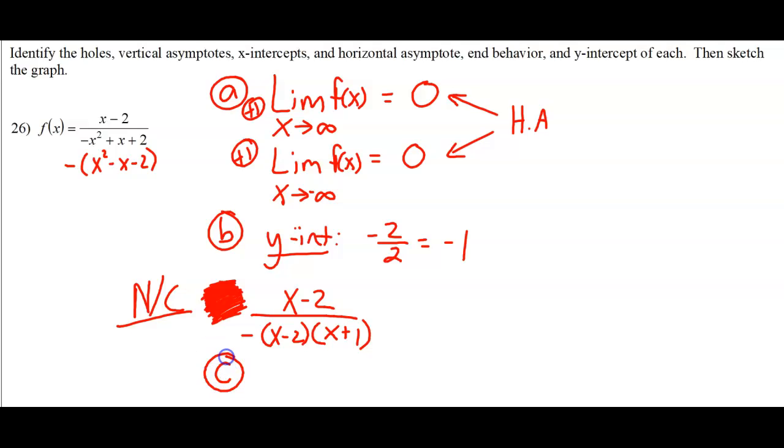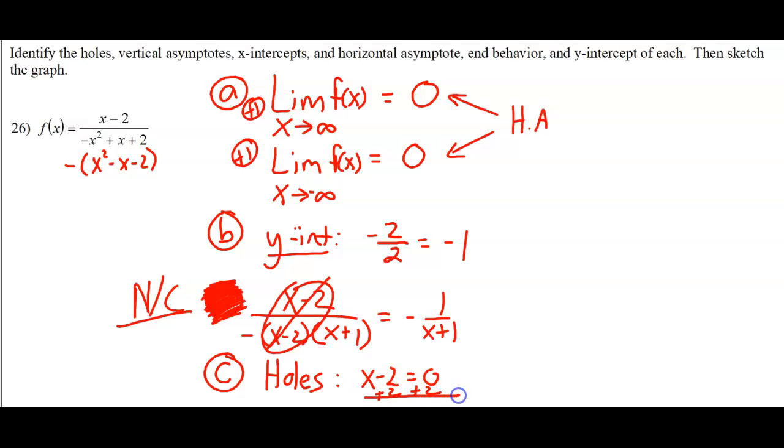The reason we need to do it is so that we can do the other things they ask for, like finding the holes. The holes are where you have the same factor on the top and the bottom, that you can cross off. You take that factor and set it equal to 0 and solve. What we end up getting here is a hole at x equals 2. That would be worth a point for sure. I forgot to put the point there as well.